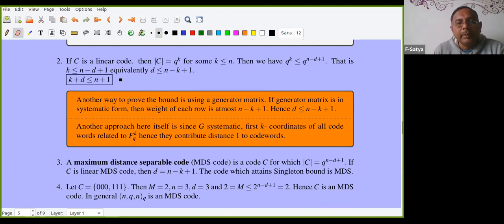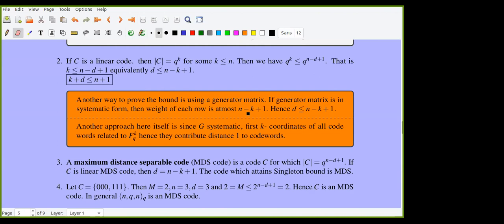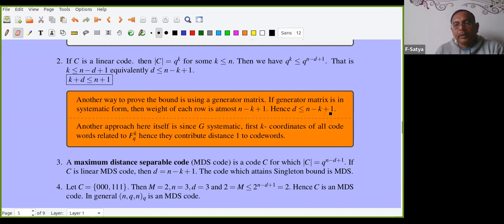In the linear code, what happens? Look here. Another way to prove the bound is using the generator matrix of the linear code. If the generator matrix is in systematic form, then the weight of each row is at most n minus k plus 1. Do you remember we discussed this yesterday? Yes, sir. Then d is less than or equal to n minus k plus 1, correct?